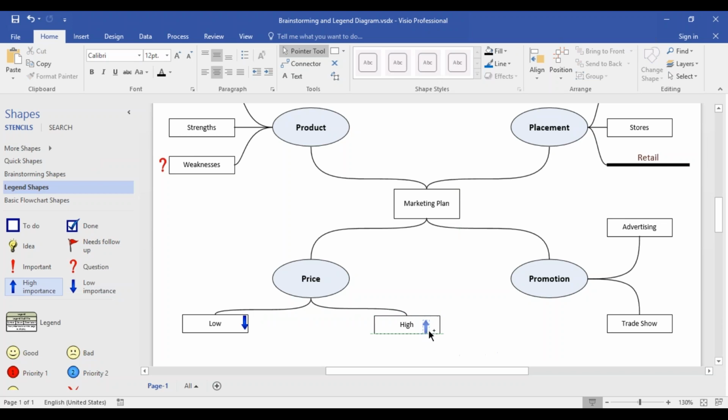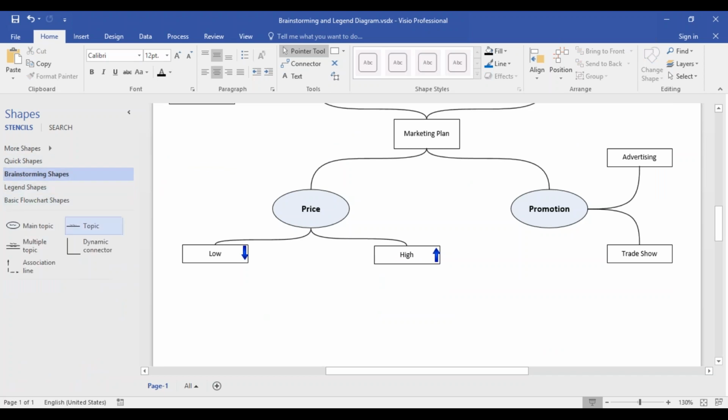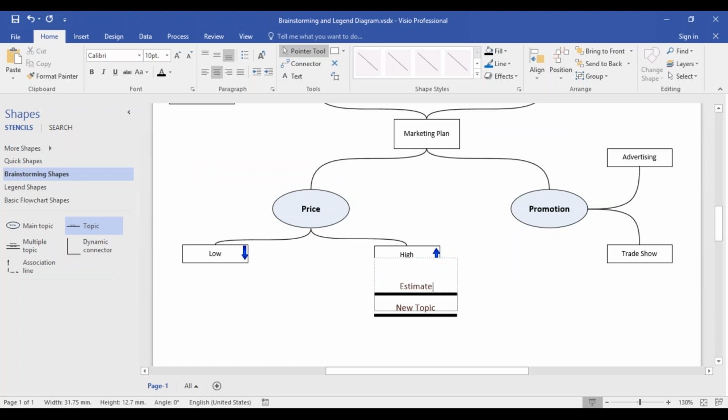High price is of high importance. Below high price, you have two different topics added. We missed that, so add two topics. What are these topics? Estimate and actual.